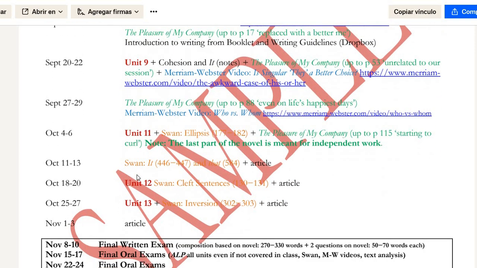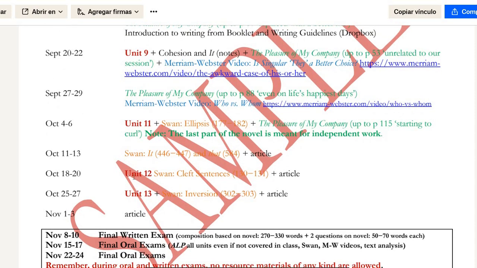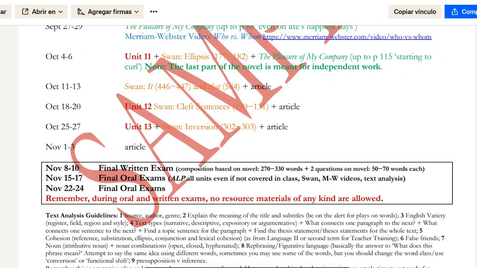2 weeks later, Unit 11, and then. Right, we have a bit of a clash here. So it means that we need to start moving fast. And you see that the exams take place early in November. So get ready for that.